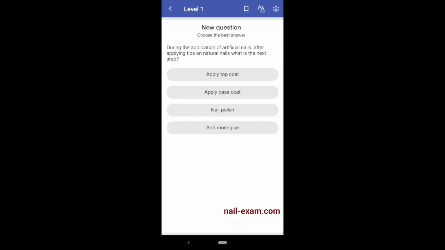During the application of artificial nails, after applying tips on natural nails, what is the next step? Answers: A. Apply top coat. B. Apply base coat. C. Nail polish. D. Add more glue. The answer is D.